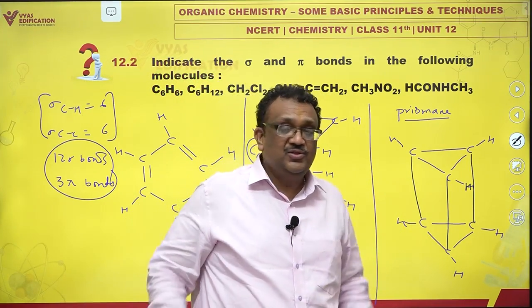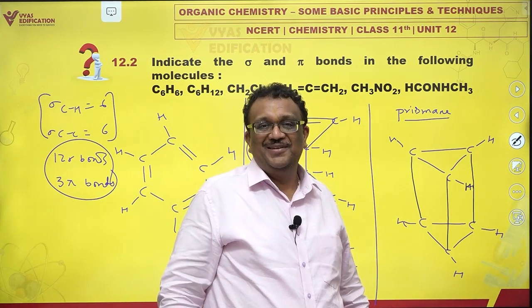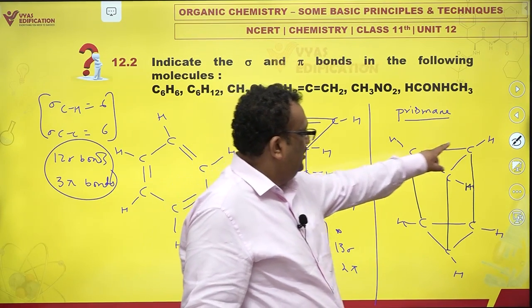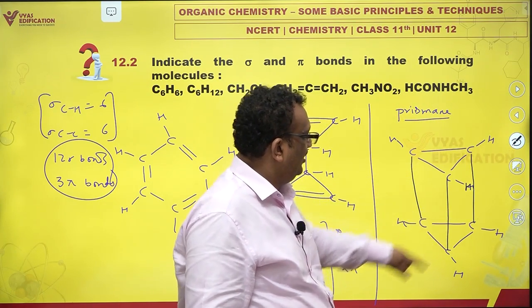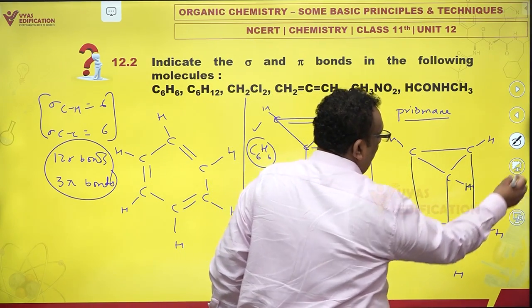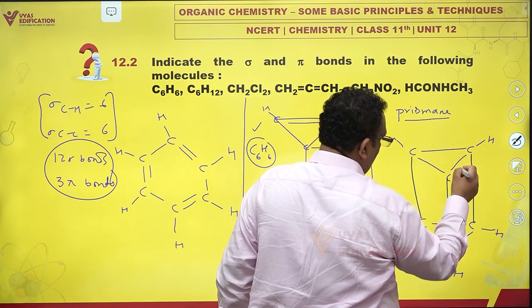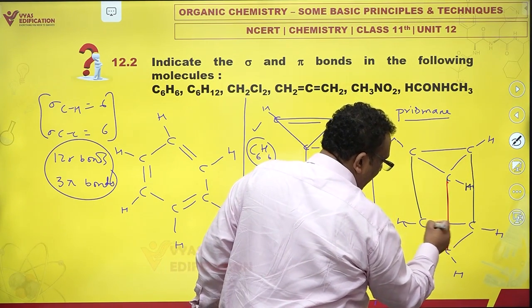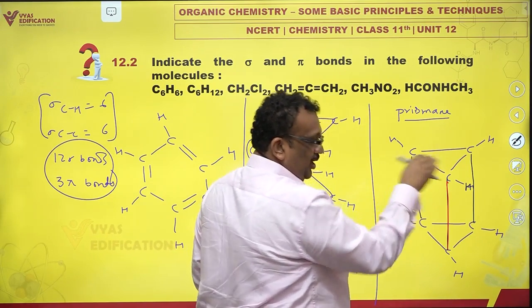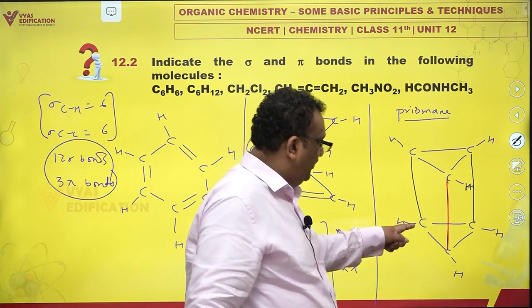There are no pi bonds, my dear. 1, 2, 3, 4, 5, 6, 7, 8, 9. Please note, this is one bond. I'll just change the color to make sure that you understand this. This is one bond, and behind, this is outside, in third dimension, and behind there is another bond.